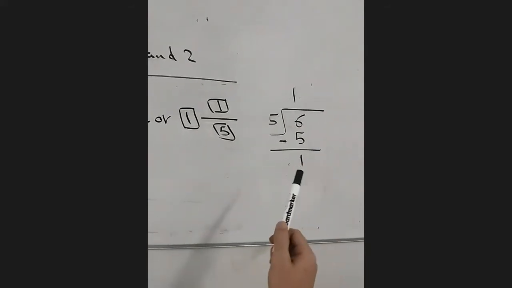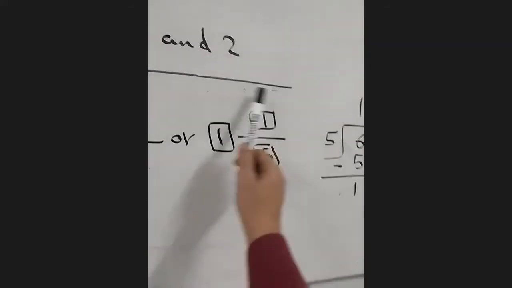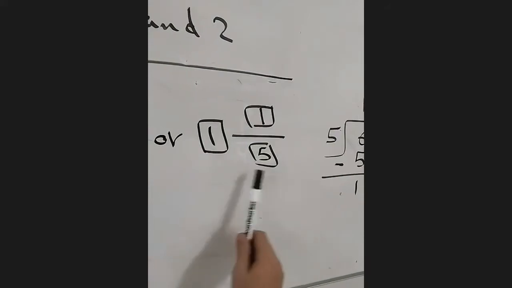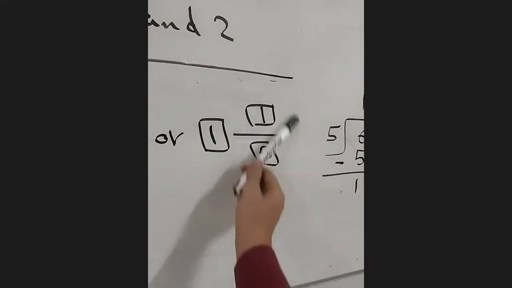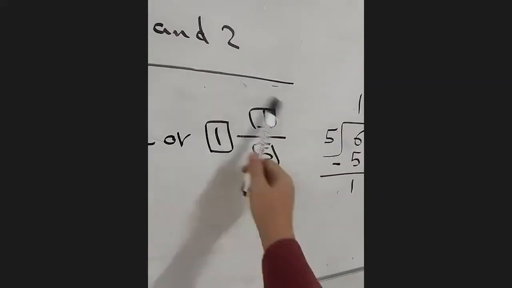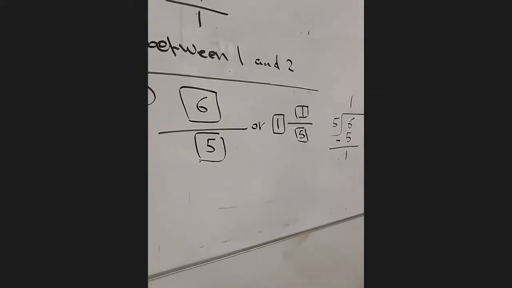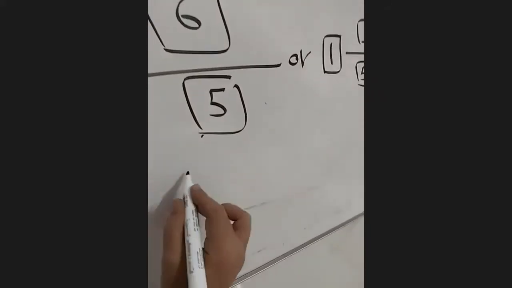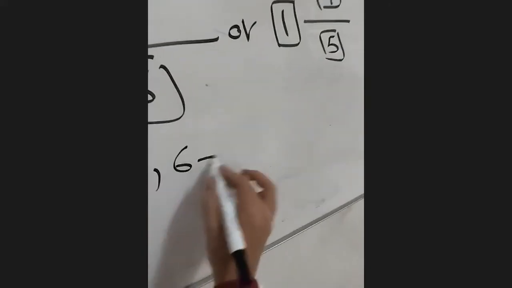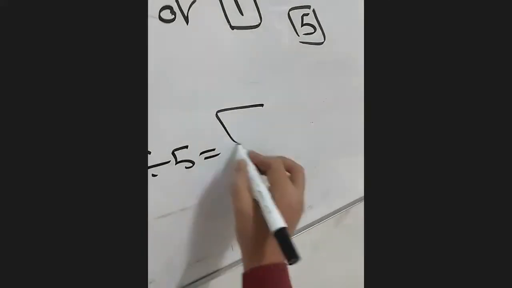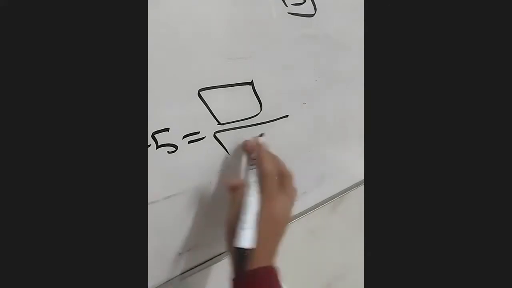1 and 1/5. This number, we call it a mixed number. It has a whole number and a fractional part. Do you understand it, Ahmed? Good. Now down here they wrote the second line. 6 divided by 5 equals which fraction, Ahmed?